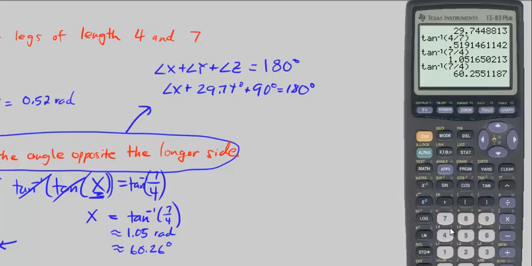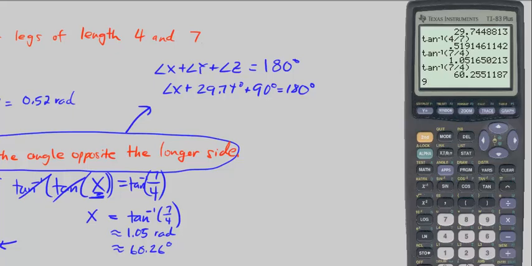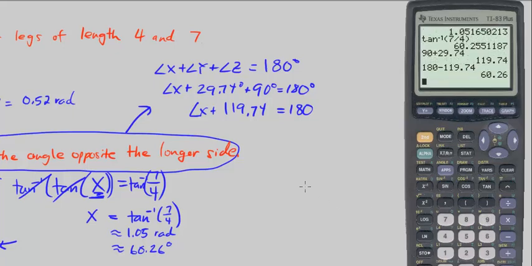So we can use this to solve for angle X too. We could combine these on the left, so 90 plus 29.74. So we have angle X plus 119.74 is equal to 180. Now we can subtract 119.74 from both sides. So 180 minus 119.74, and we get angle X is equal to 60.26 degrees as well.